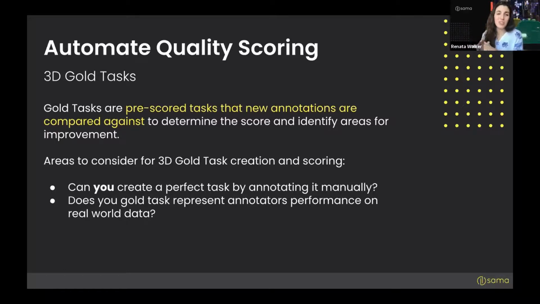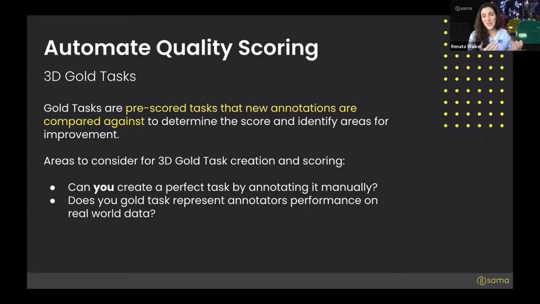Some areas that you should consider when you're creating and scoring goal tasks: can you create a perfect task by annotating it manually? If you can't, without those 3D goal tasks, then you might want to go back and rethink your quality rubric, your error types, and your instructions, so you make sure that you're representing all the missing elements that you were confused about or not sure about when you were annotating.